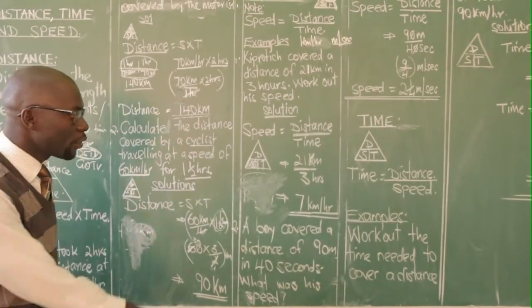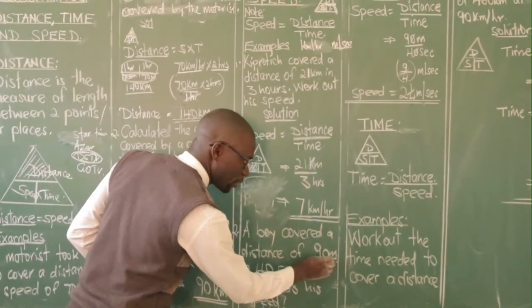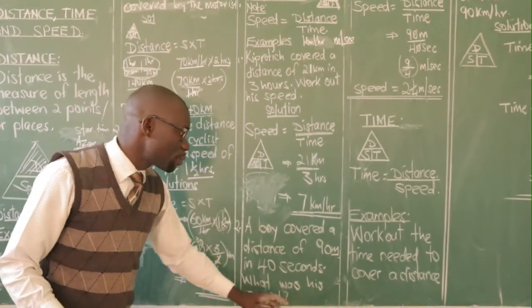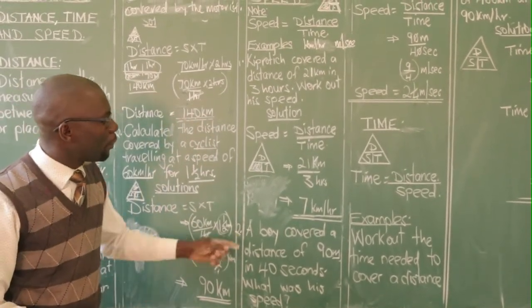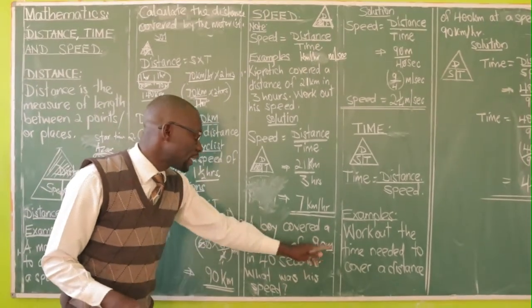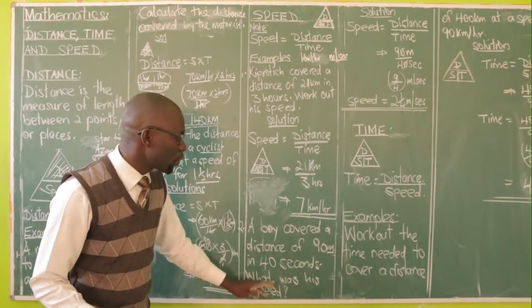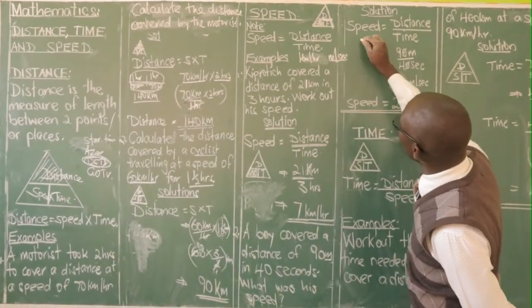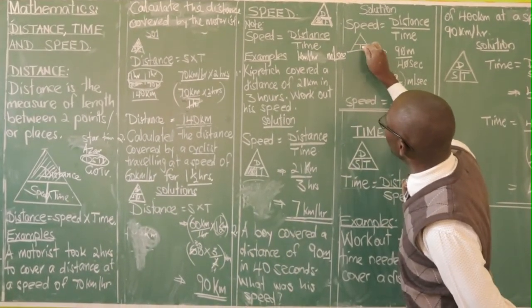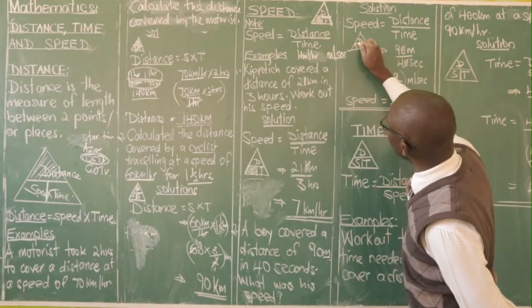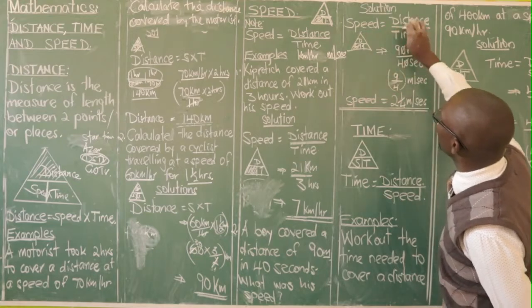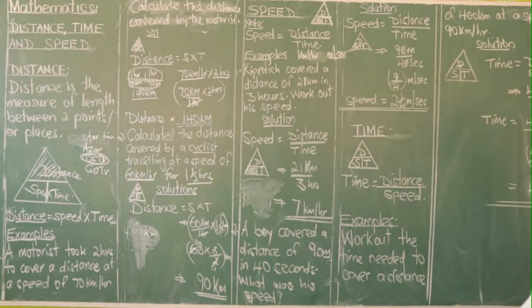This time, they are not kilometers. They are meters. In 40 seconds. What was his speed? A boy covered a distance of 90 meters in 40 seconds. What was his speed? Look here. Still, if we are to draw a triangle, remember the formula DSTV. So we shade the speed and say distance out of time. The formula we have to apply in finding speed.